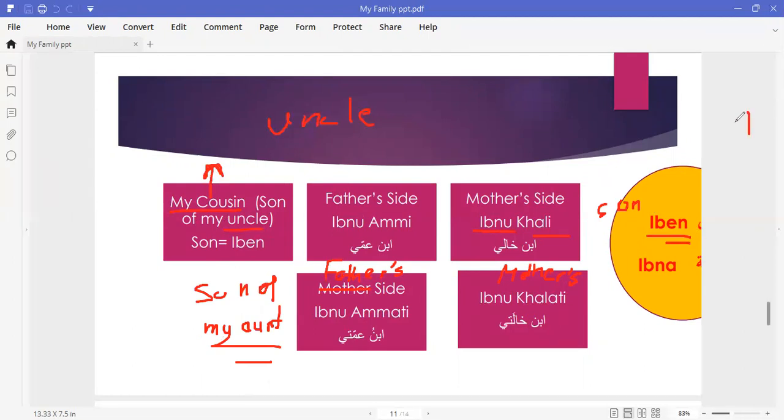If you're talking about the daughter, it's ibna. Daughter of my uncle or daughter of my aunt. Okay, ibna. Well, how do I change ibn into ibna? I add ta marbuta. This now has to be changed to become in the middle like this. Okay, add the ta marbuta here.